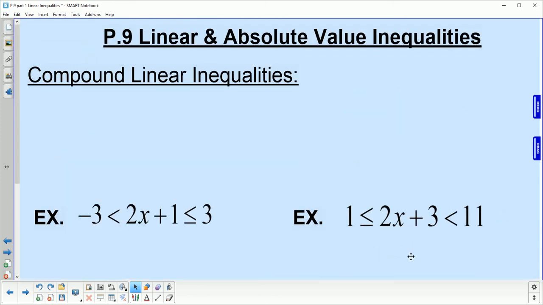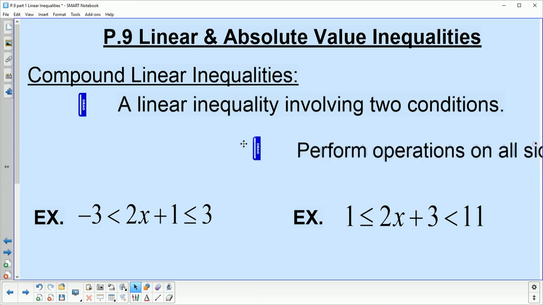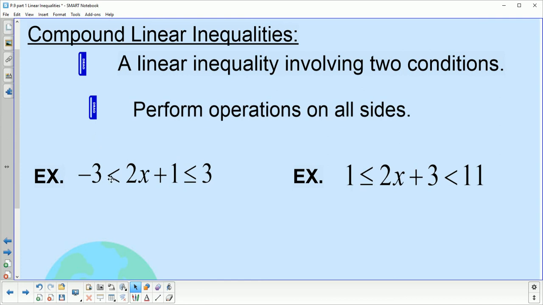Compound linear inequalities then are just an extension of inequalities. And now we're going to have two conditions. So a lot of times we call these AND or OR inequalities. And we're going to perform operations on all sides. So sometimes, like this first one, since we have two symbols, that means two conditions, we're going to really think of this as having two lines to draw, and therefore 1, 2, 3 sides.